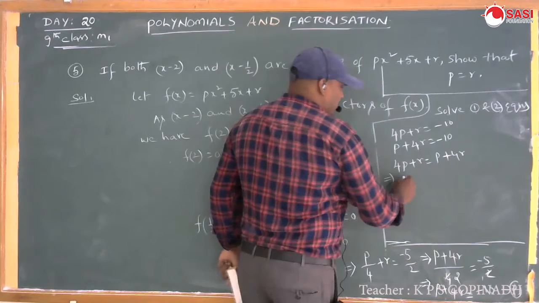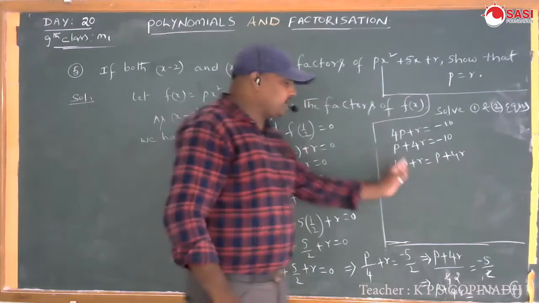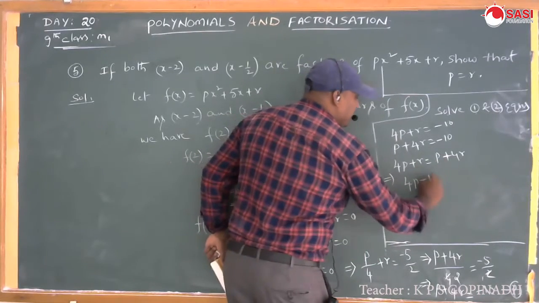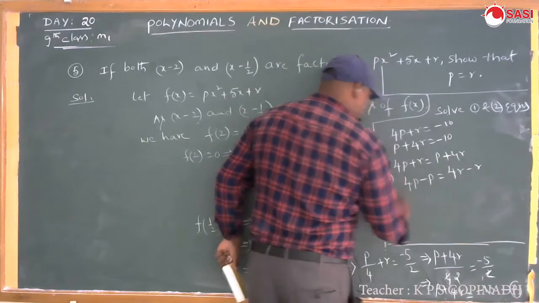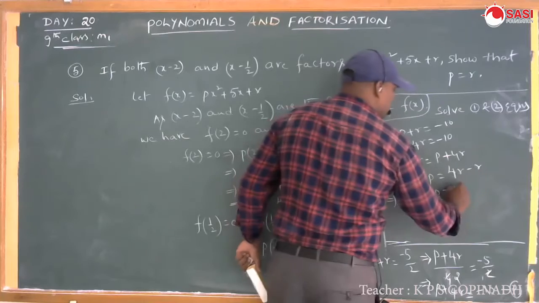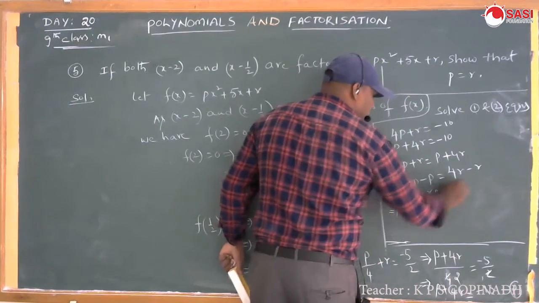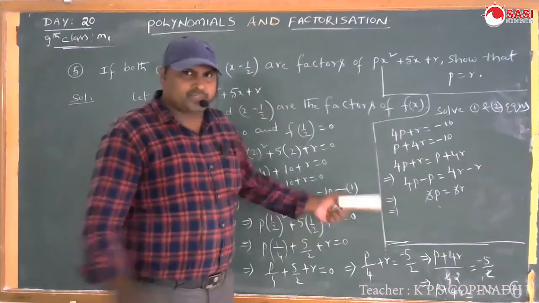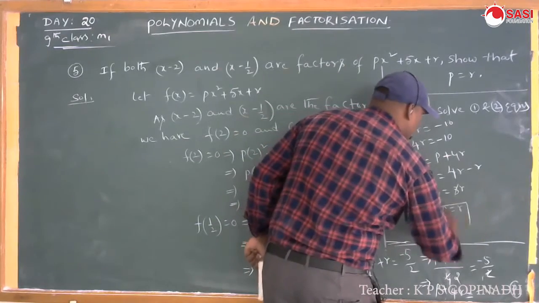Now, take plus p from RHS to LHS. We should collect p terms on the LHS and r terms on the RHS. 4p plus p changes into minus p, and 4r plus r changes into minus r. That implies 4p minus p, 3p, is equal to 4r minus r, 3r. So here the constant 3 cancels. Therefore, when both sides have the same magnitude and same sign, they cancel automatically. So p is equal to r, we got.